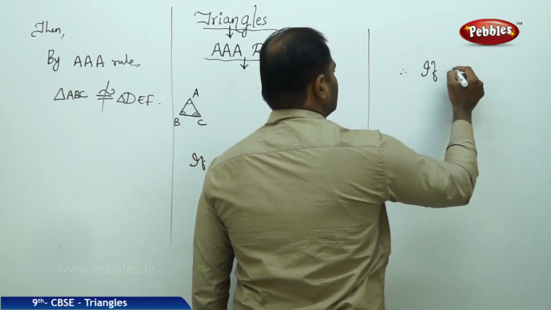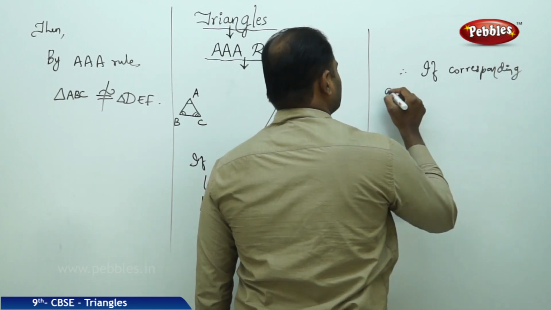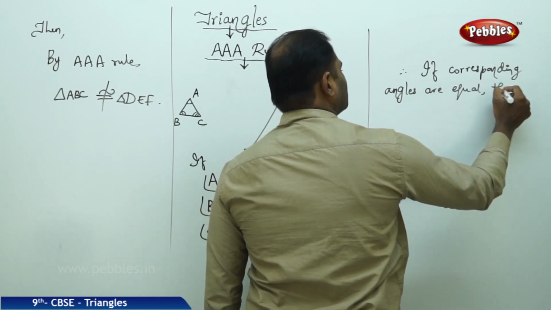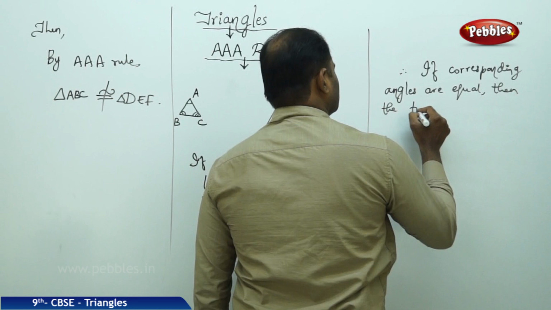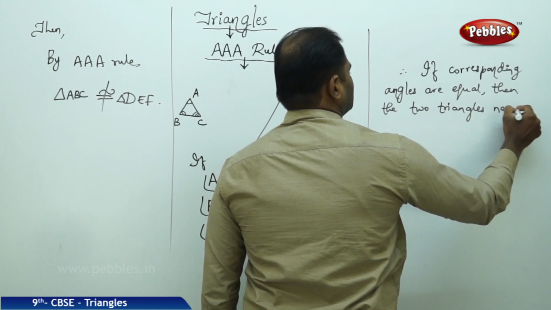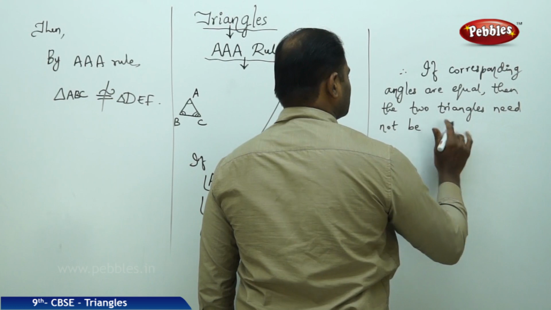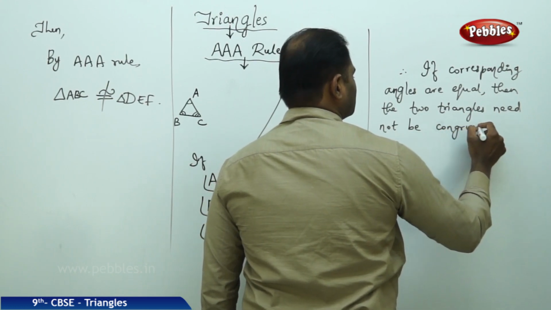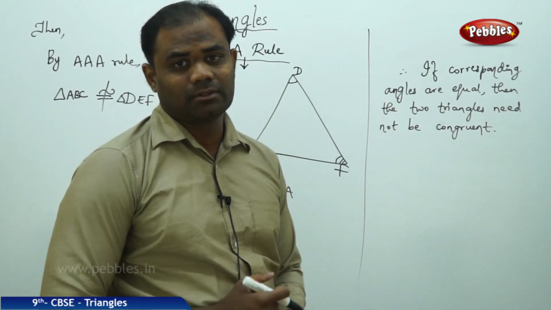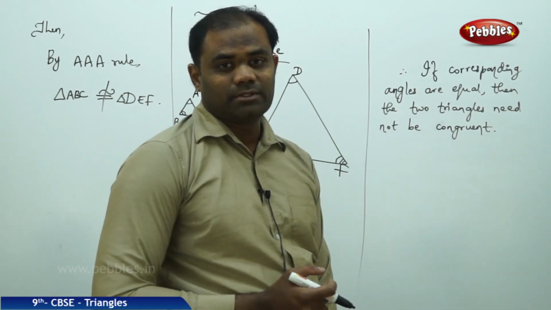Therefore, if corresponding angles are equal, then the two triangles need not be congruent. Not always. Only a few times the triangles are congruent, depending on their respective lengths, but they are not always congruent.